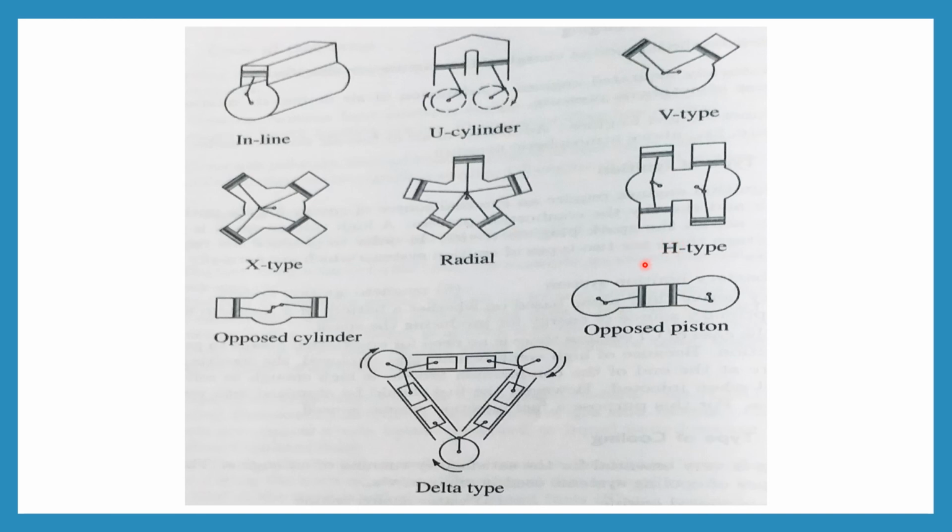Then coming to the H-type. The H-type is essentially two opposed cylinder types, utilizing two separate but interconnected crankshafts.